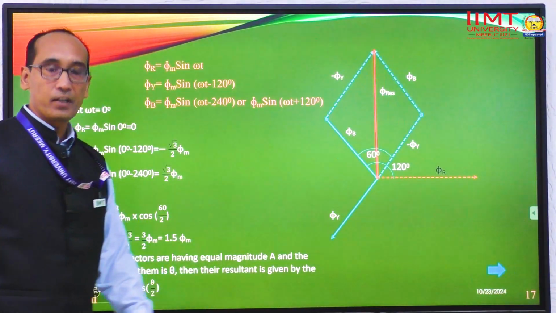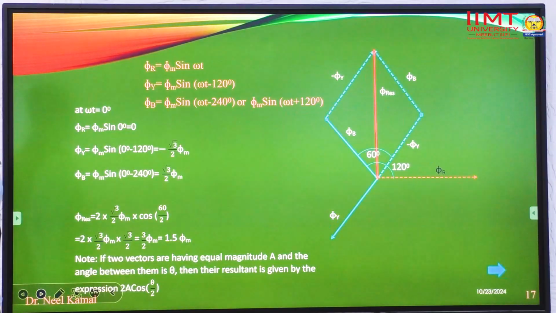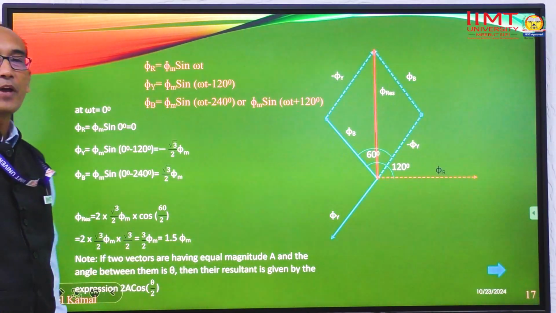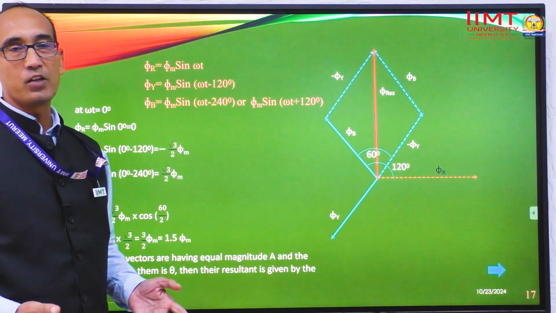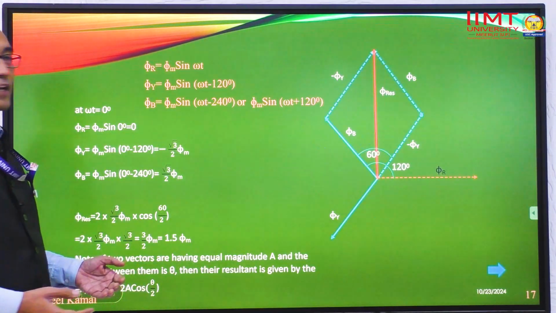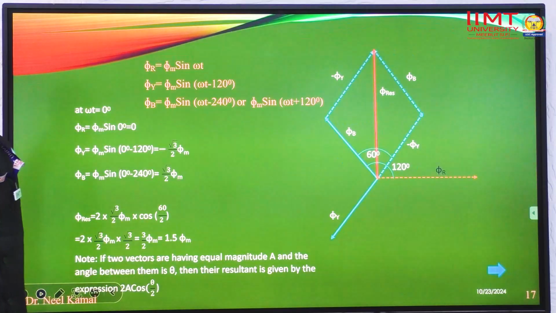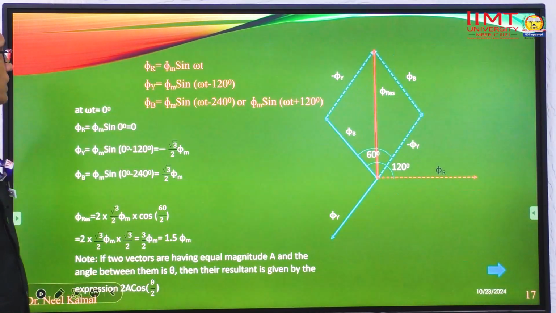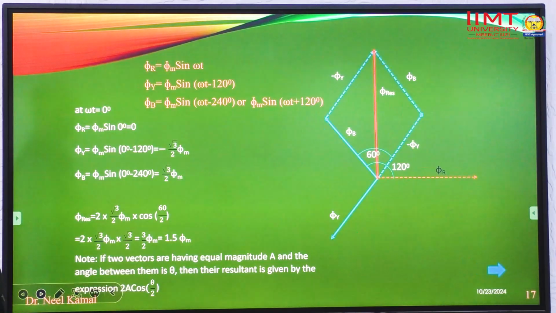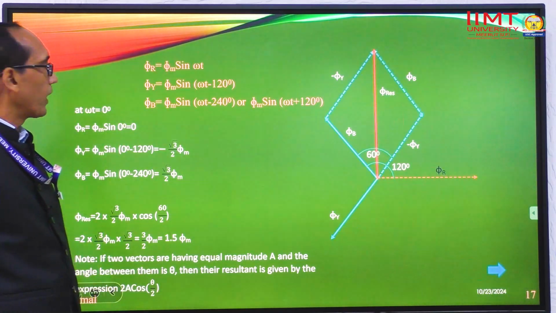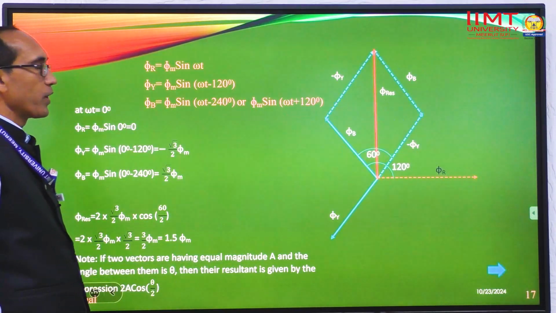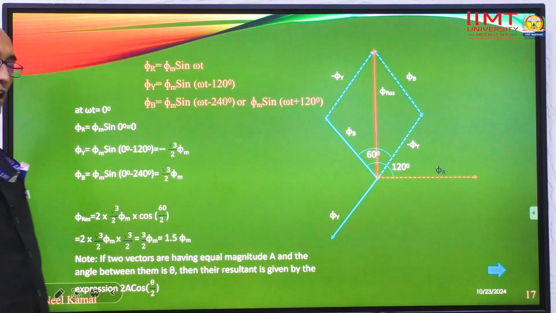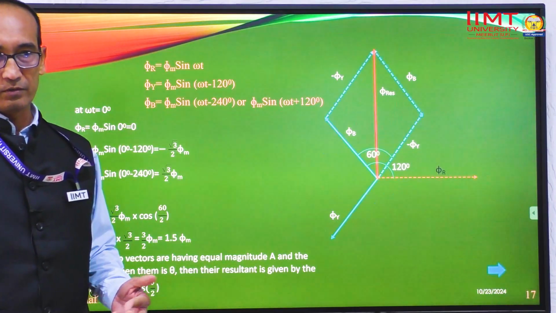These are the three different fluxes, and in a balanced system we have a constant magnitude of flux, which we can represent by phi m, and in balanced condition there is a 120 degree phase difference between them. So we can write the mathematical equations for this system. Phi r is equal to phi m sin omega t, phi y is equal to phi m sin (omega t minus 120 degrees), and phi b is phi m sin (omega t minus 240 degrees), because we have equal phase displacement here.